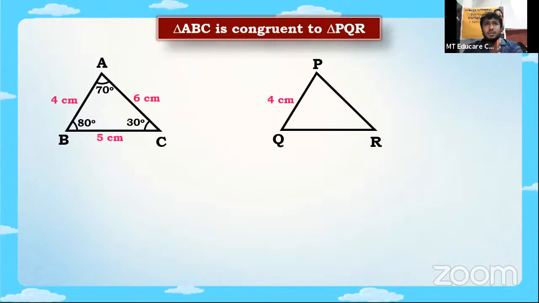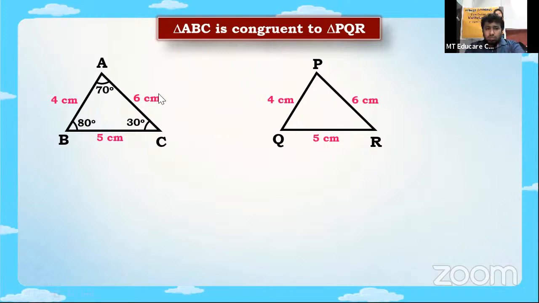Observe BC. BC will be congruent to QR. Yes, BC will be congruent to QR. BC was 5 centimeters, so QR will also be 5 centimeter. Students, observe AC. AC is how much? Yes, it is 6 centimeter. If AC is 6 centimeter, what will measure PR? It will also be 6 centimeter.